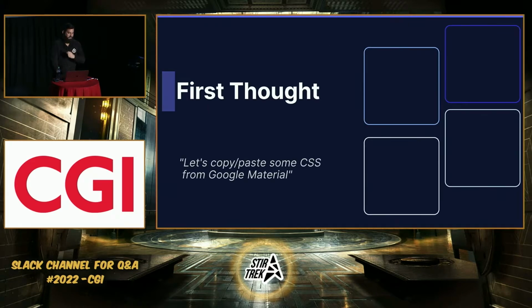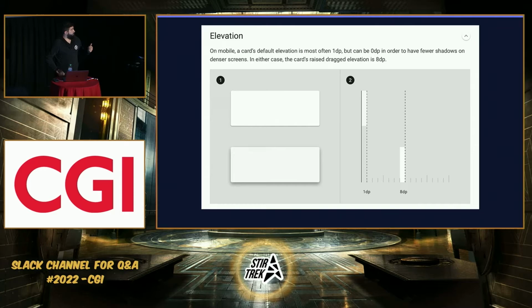So, like any good developer, I go to Google and I end up on Google Material Design. And I think, let's just copy and paste some random code I found on the internet, throw it in my app, and that's it, right? We're done. And it's going to go south real fast, but I'm not trying to make a dig at Material Design, because they actually have really good documentation on this stuff.